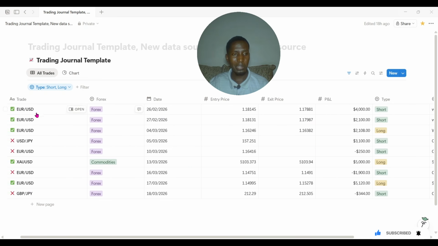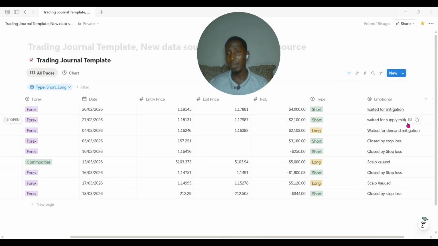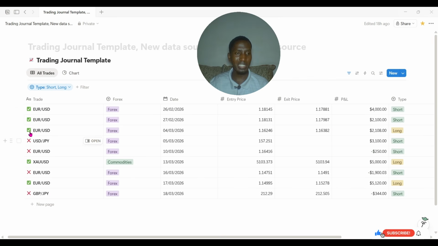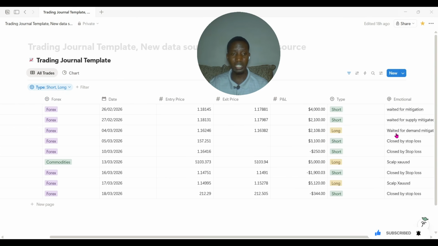And again, on day 27, the following day, I think it was on Friday, on Euro USD again, I won $2,100. It was a short, same, waited for supply mitigation. And again, on date 4 of March, I think maybe on Tuesday or Monday, I took a trade on Euro USD again. I won $2,108, which was a long, waited for demand mitigation.